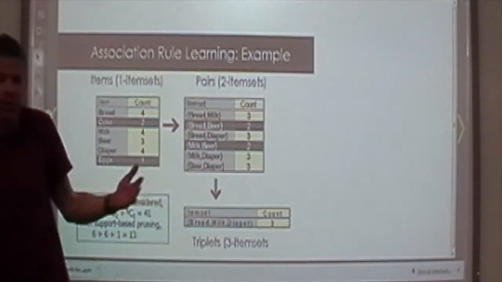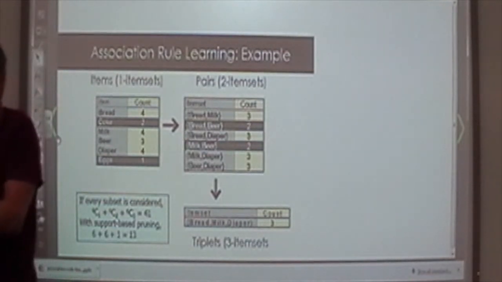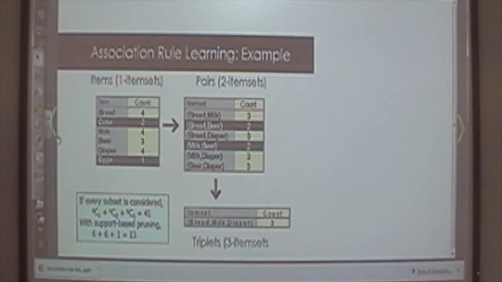And now once you're here, you don't have anywhere to go. Since the beer isn't frequent, we throw out the beer with the bread and beer and the milk and beer. So the beer and diaper doesn't get put into our 3 item sets, not in this example. We're going to have another example where a variable is thrown out in a 2 item set, but it still correlates with 3.